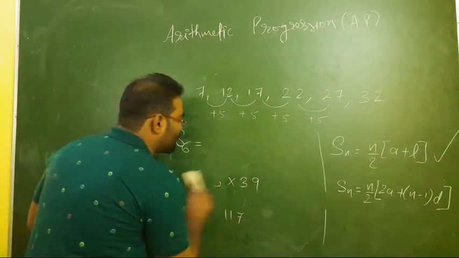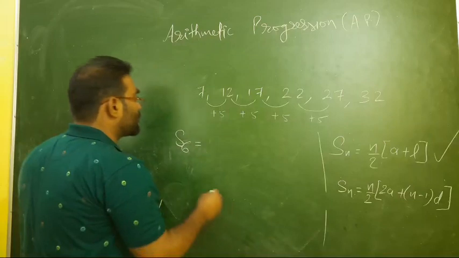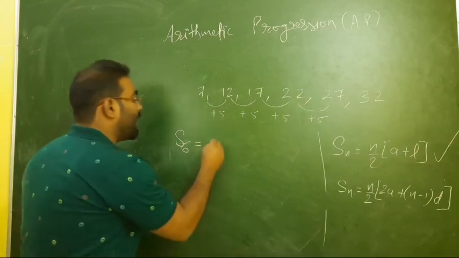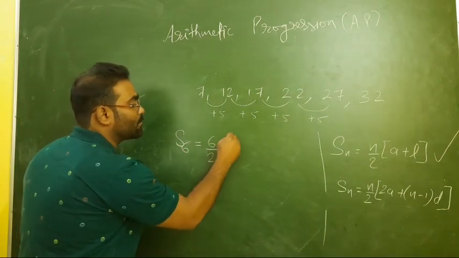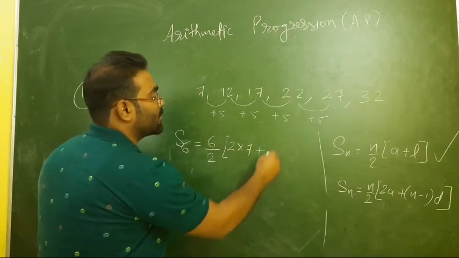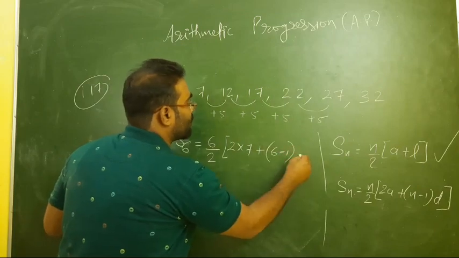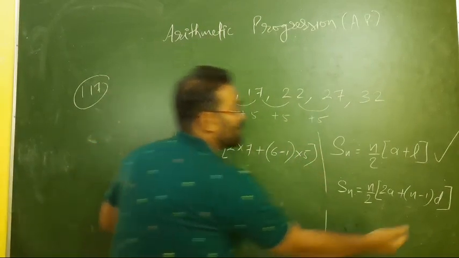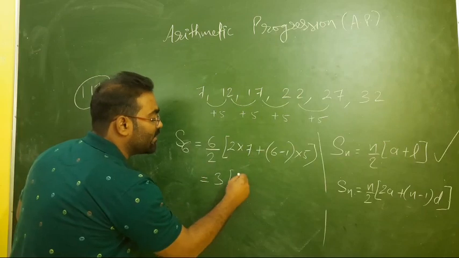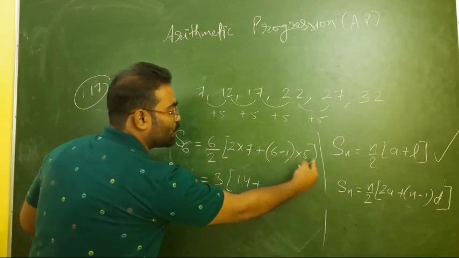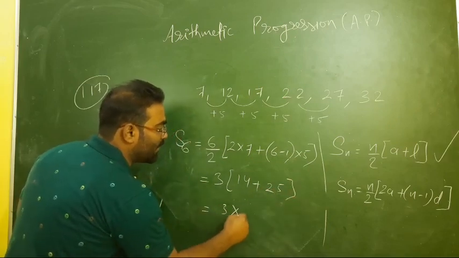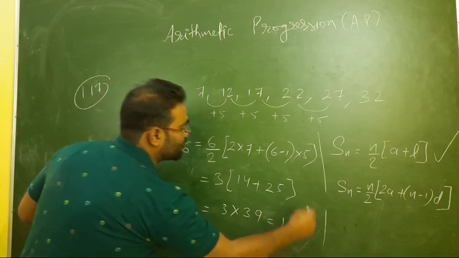So for this one, what is the formula? Remember, our answer was 117 as per the first formula. Now n by 2, where n is 6, into 2a, where the first term is 7, plus n minus 1, that is 6 minus 1, multiplied by d, which is 5. So 6 by 2 is 3. 2 into 7 is 14, and 6 minus 1 is 5, 5 into 5 is 25. So we directly write 25. And now we again have 3 into 39, and the answer is 117.